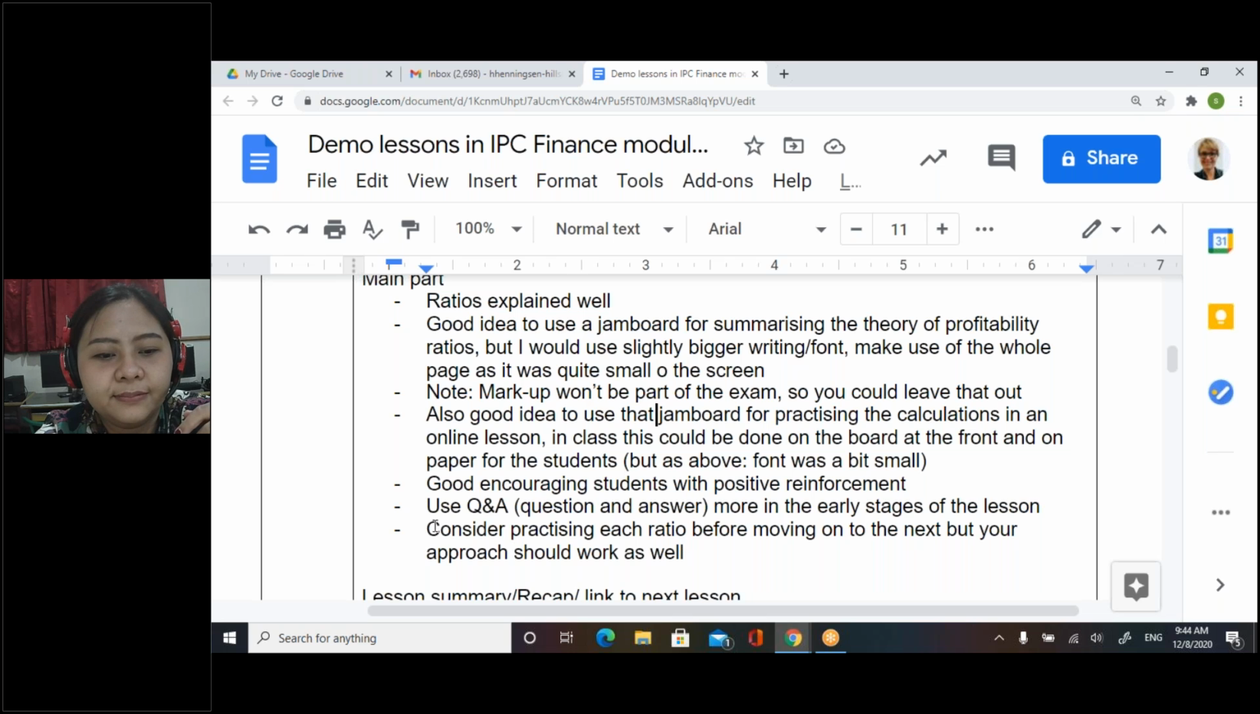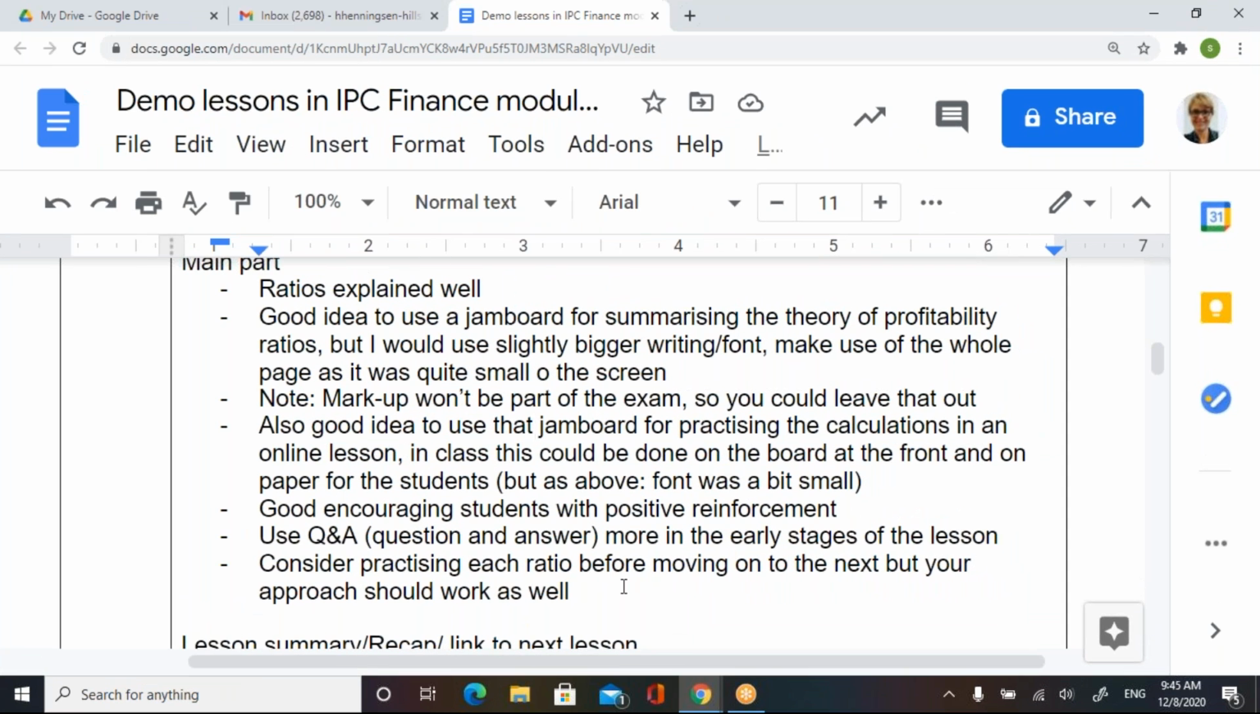And something else to consider maybe, and that would possibly solve the issue with the space a bit as well, consider practicing each ratio before moving on to the next, and that would give you more space on the slide as well, wouldn't it, for students to see. And then they get their head around one ratio and then move on to the next, and use an exercise for practicing all in context together as a homework task after.